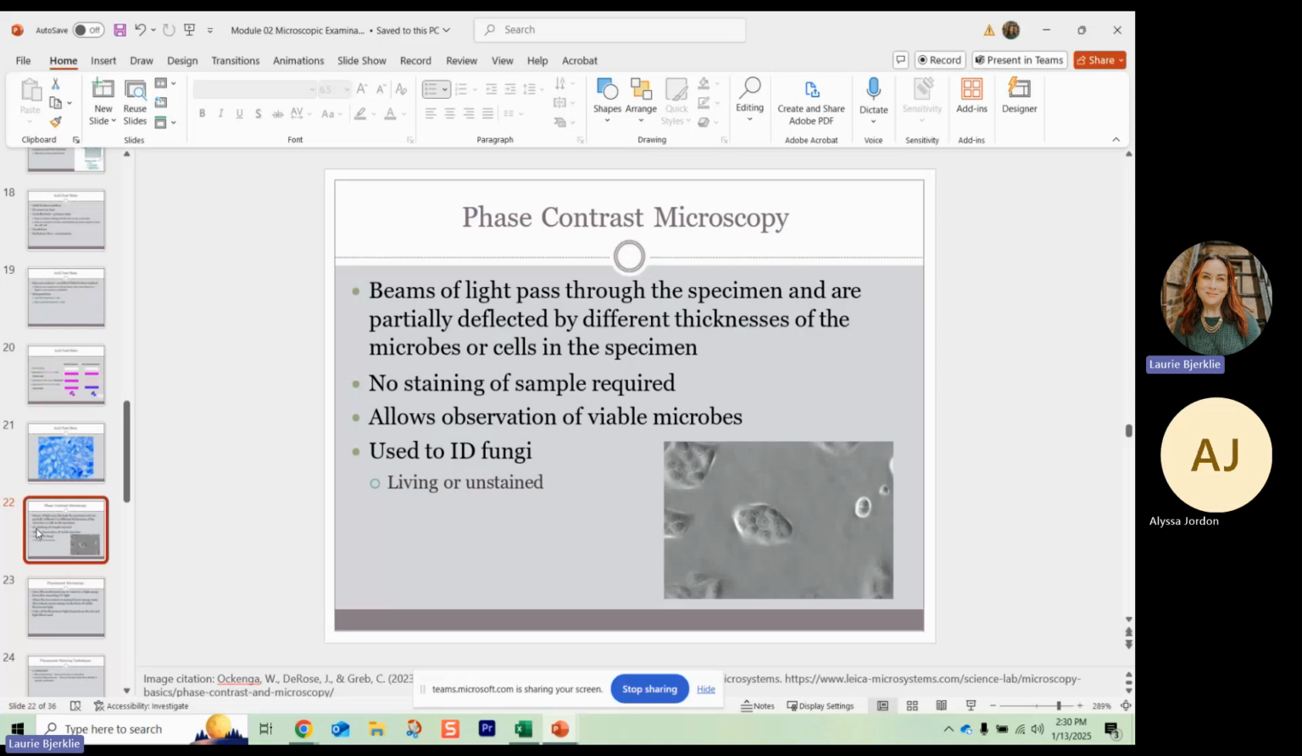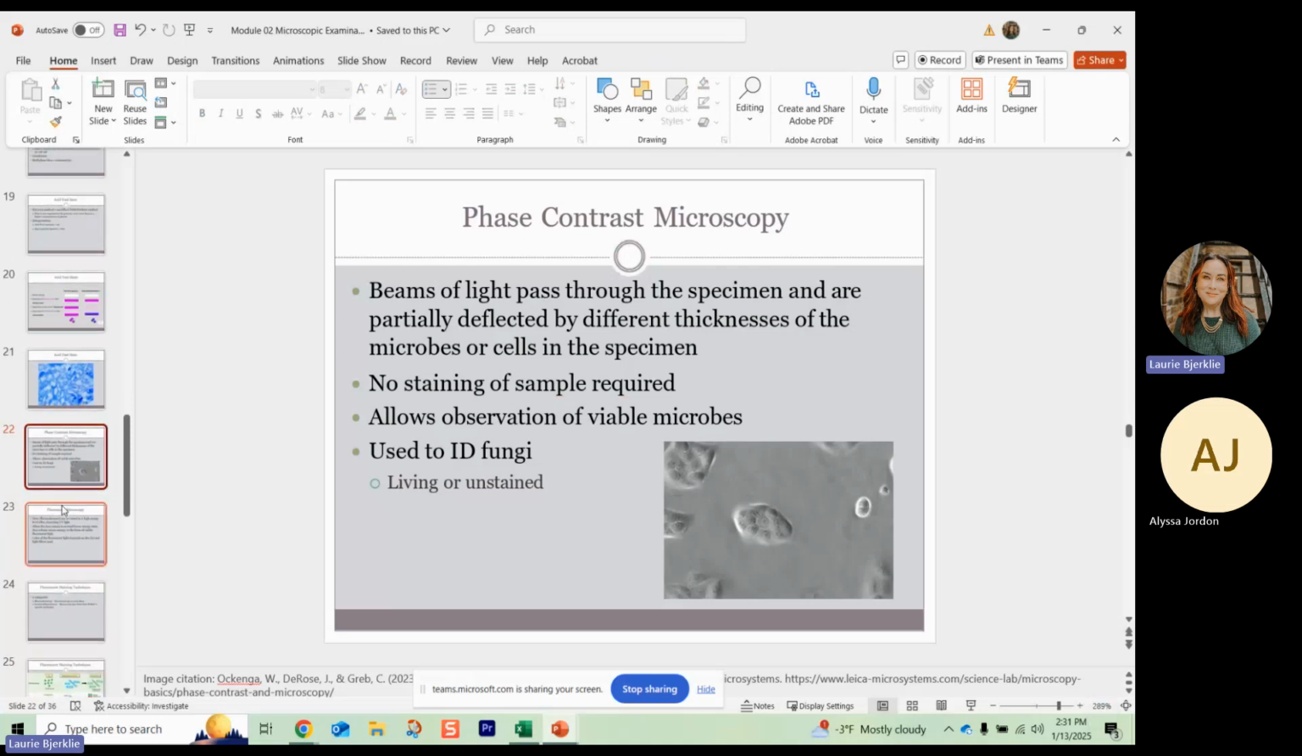The way that phase contrast works is beams of light will pass through the specimen, but they're partially deflected by the stuff that's in the sample, by the cells or the fungi that's in the sample. Again, you do not stain any of the sample when you use phase contrast. A lot of times it's used with maybe fungi identification. So that's the main purpose there for phase contrast. We're not using it for bacteria, not at all.